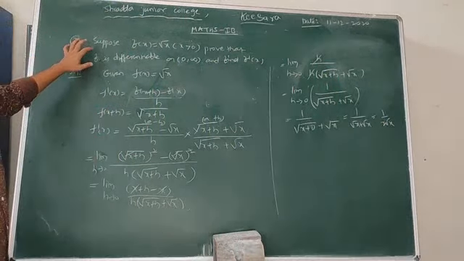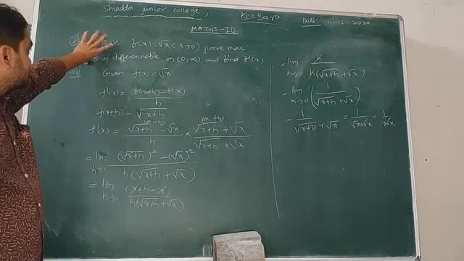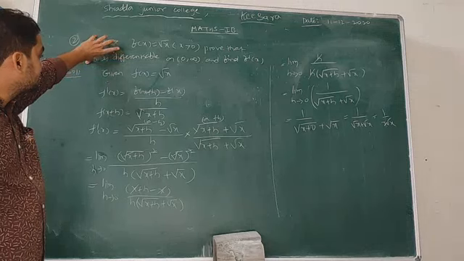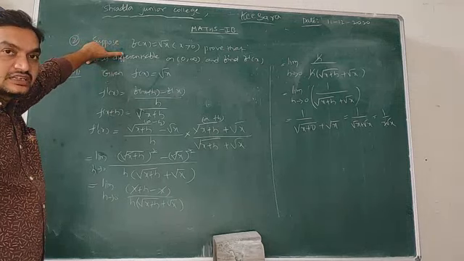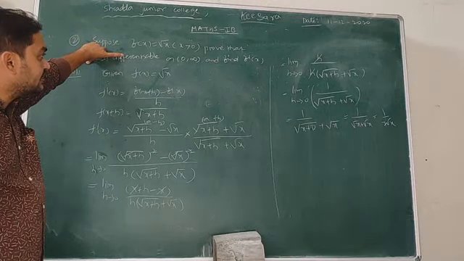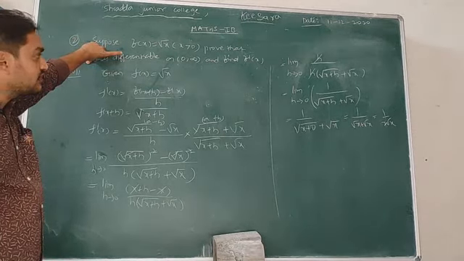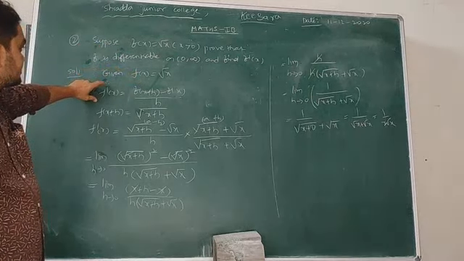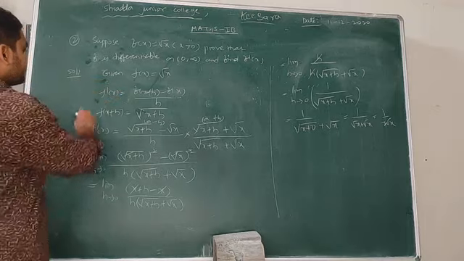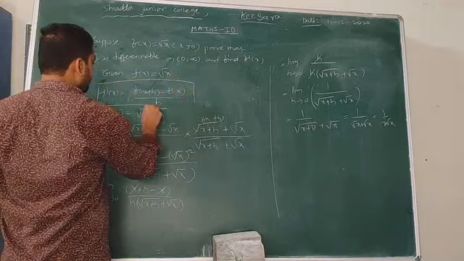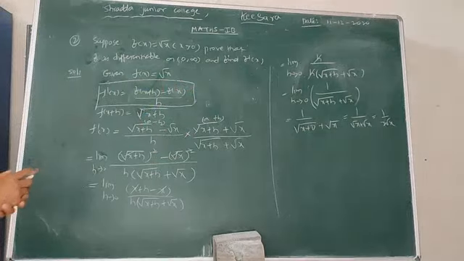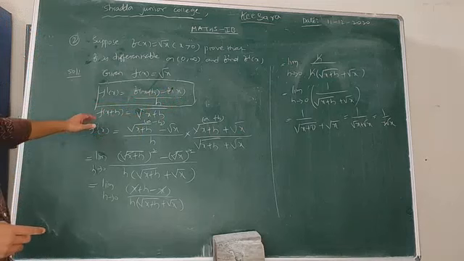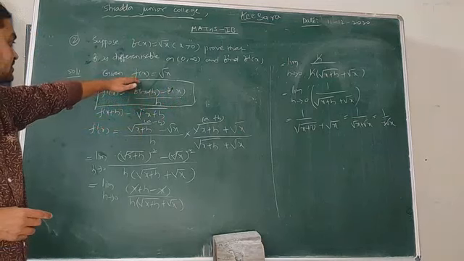Suppose the function is given as f of x equals root x. Prove that f is differentiable on (0, infinity) and find f dash of x. What is given here? f of x equals root x. So what is f dash of x? By using the first principle, f of x plus h minus f of x by h. What is f of x plus h here? In place of x, substitute x plus h.